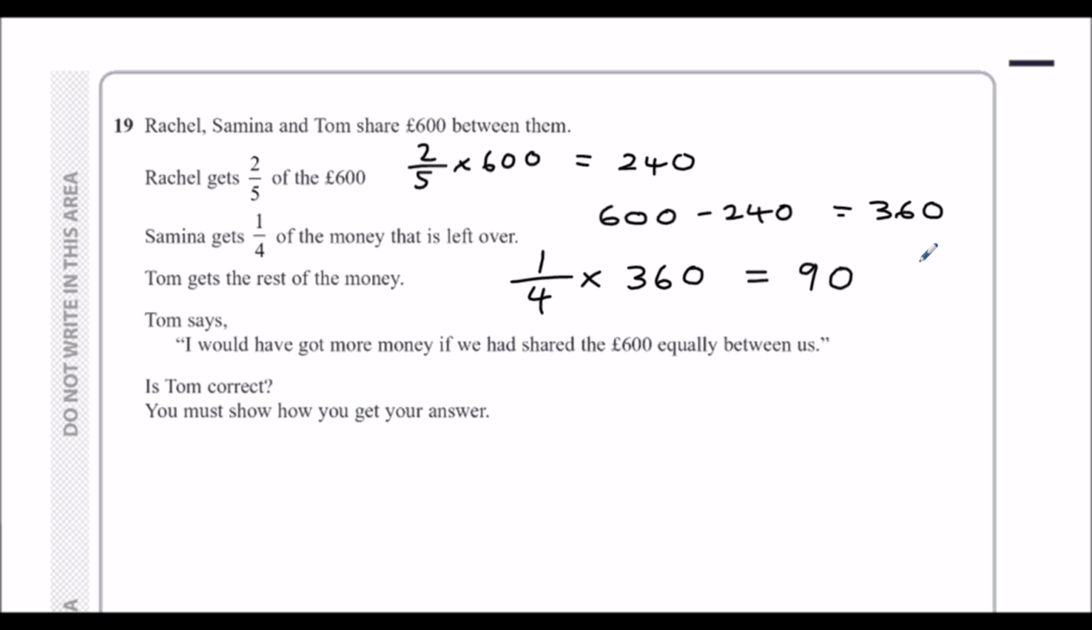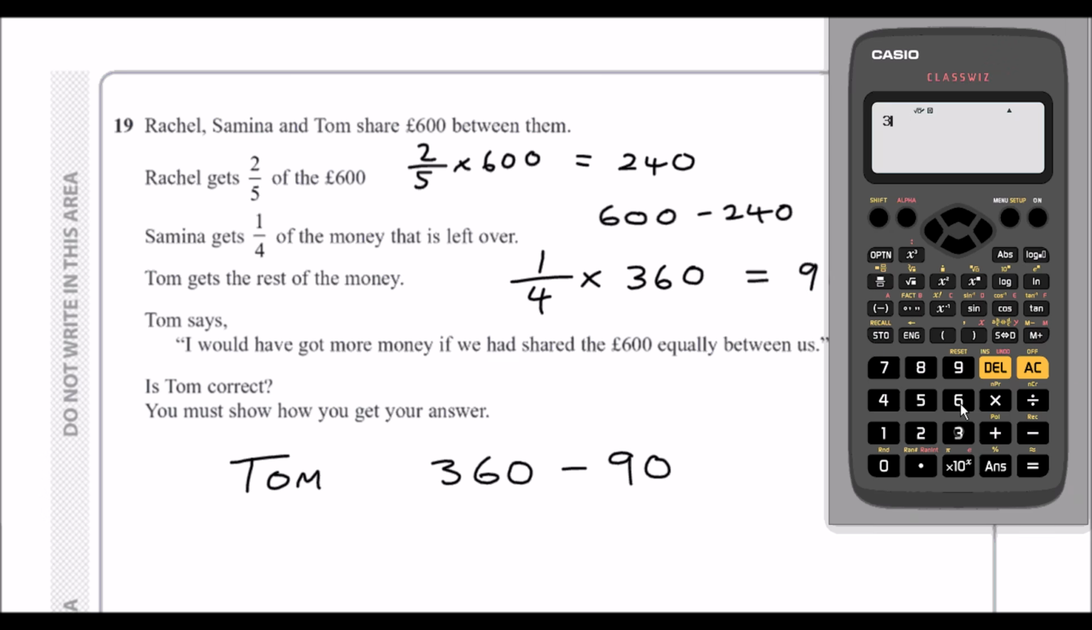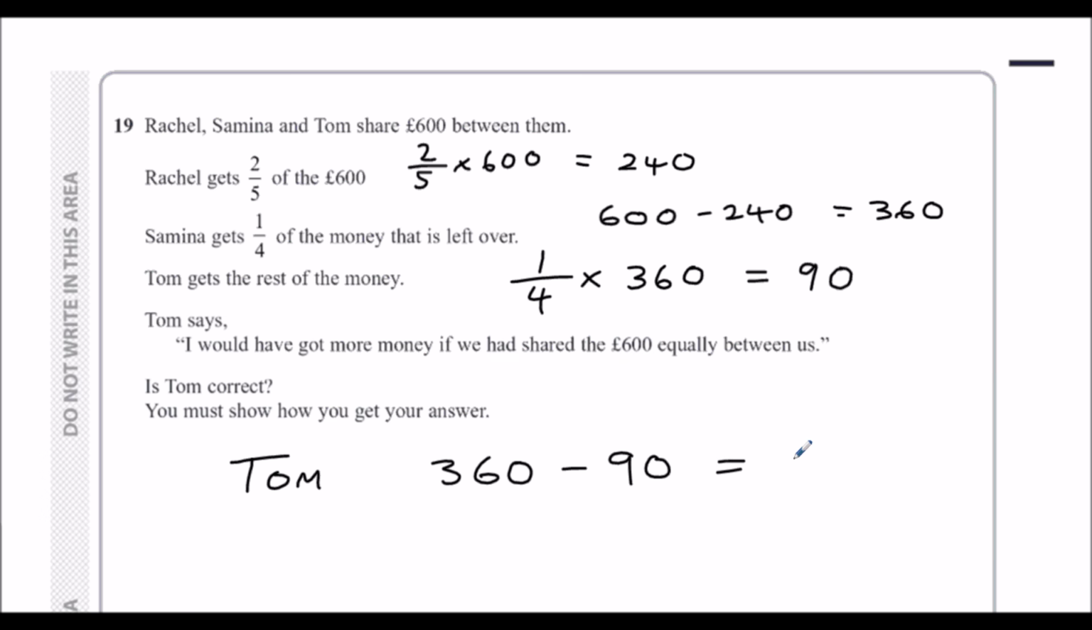Tom gets the rest of the money. So the rest of the money, so we've got 360 take away 90. Tom gets 360 minus 90. 360 take away 90 is £270. So Tom gets £270. Tom says, I would have got more money if we had shared 600 equally between us.